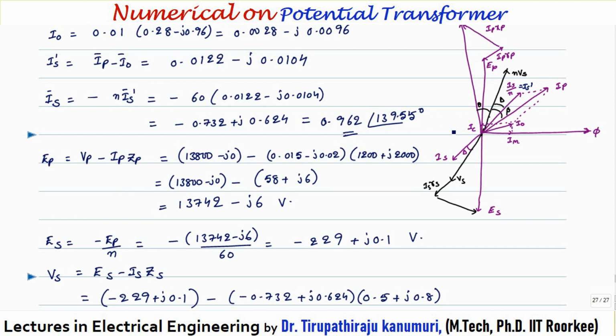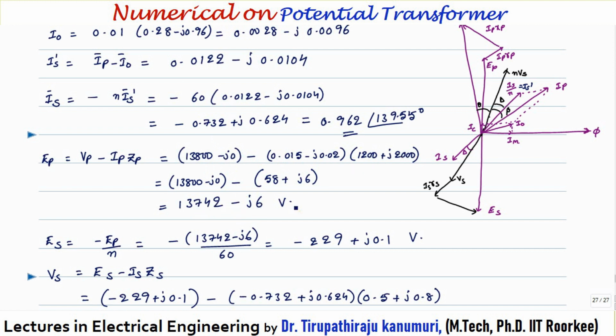So now, proceeding, I want to calculate the value of EP. EP is nothing but VP minus IP multiplied by ZP. ZP is nothing but Rp plus Jxp. So I have substituted all the things here. This is Vp because it is taken as a reference. This is my value of Ip we have calculated. This is the Zp. So this will become 13,742 minus J6 volts.